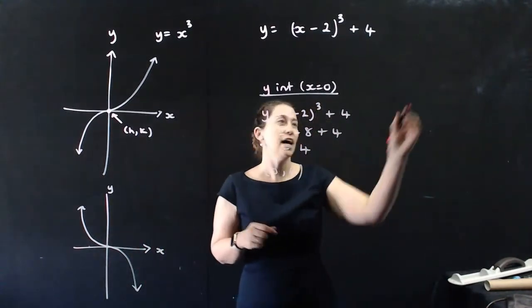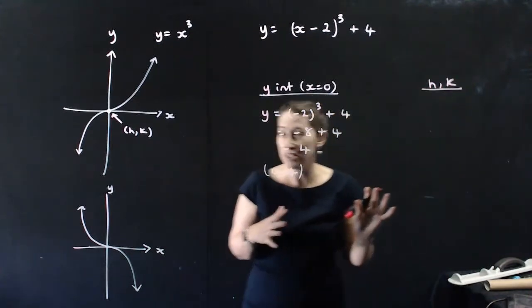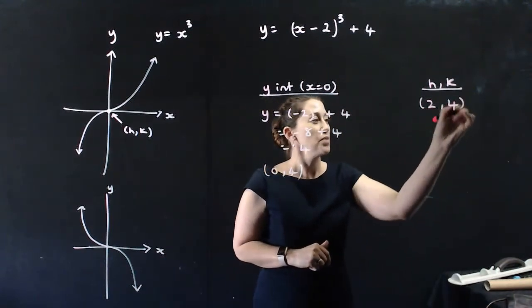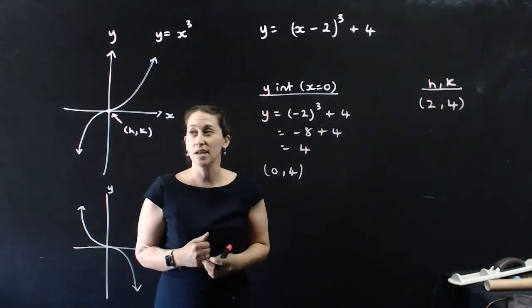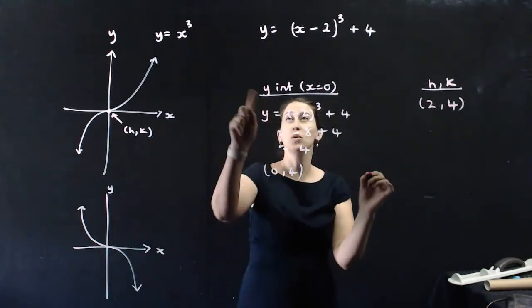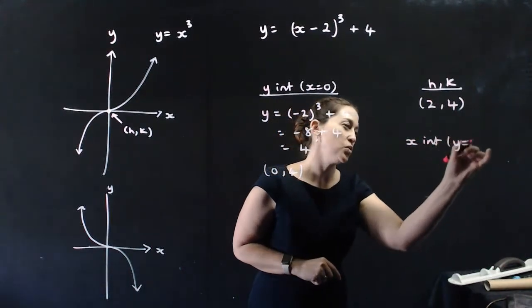Now let's have a look at the value of h, k first, our turning point, not our turning point, apologies, the point of inflection. So the point of inflection is (2, 4). And the last thing we need is our x-intercept. So what we've got to do is solve for when y equals 0. So x-intercept when y equals 0.